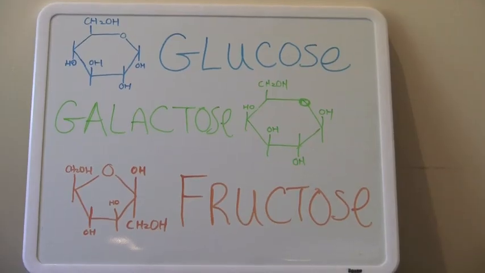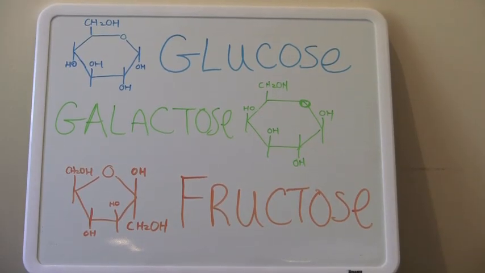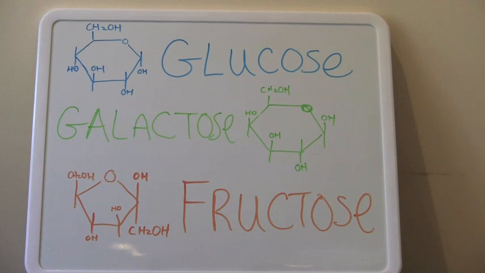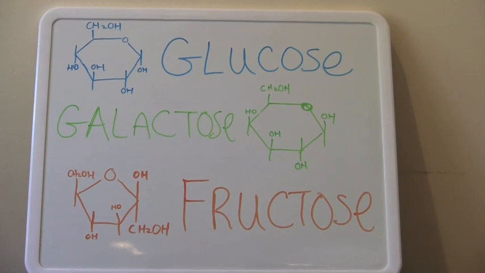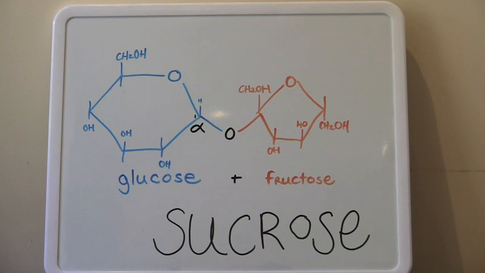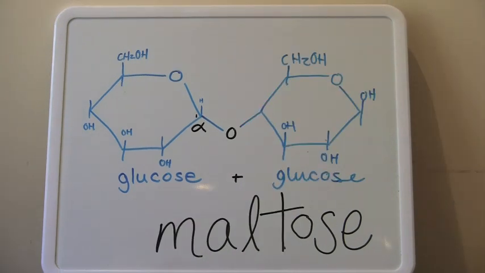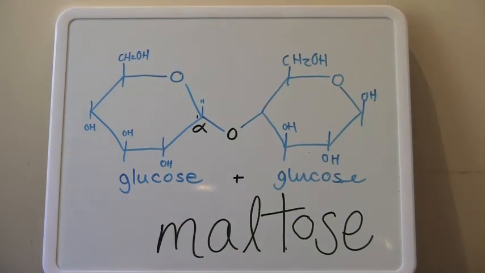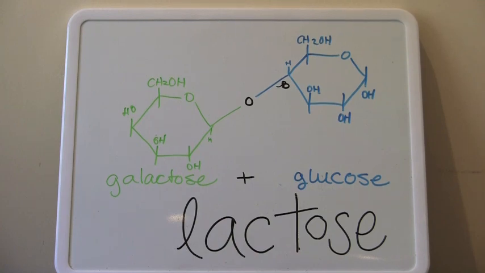The main 3 monosaccharides that we consume are glucose, galactose, and fructose. However, we do not consume the molecules as individual saccharides, but generally as disaccharides and polysaccharides. The 3 disaccharides are sucrose, maltose, and lactose.